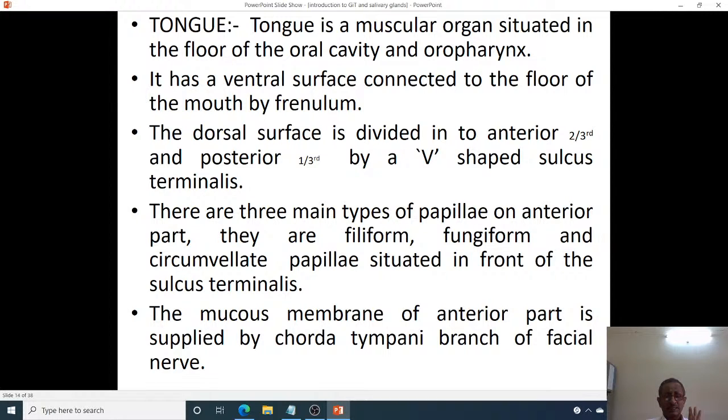There are three main types of papillae on the anterior part. They are filiform, fungiform and circumvallate papillae situated in front of the sulcus terminalis.